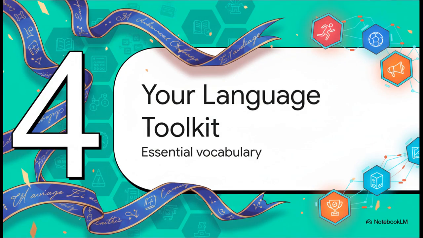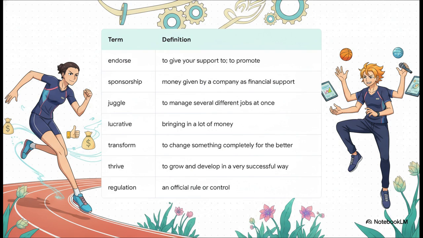Okay, time to pull it all together. Let's build your language toolkit. We've seen all this awesome vocabulary in action. Now let's put it in one place so you can start using it. And here it is, your personal toolkit for this topic. These 7 words and phrases, they are your secret weapons for getting a higher score. I mean, from endorse all the way to regulation. And notice those last 2. The model answer used thrive and regulation in the conclusion to sound really balanced and thoughtful. That's exactly what you want to do.